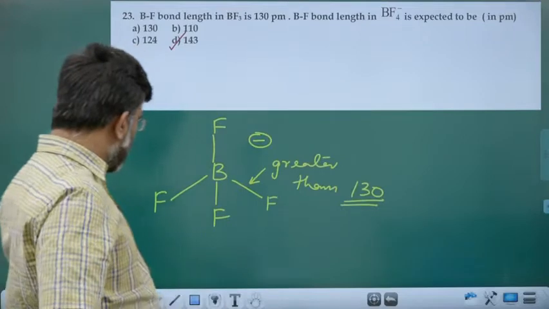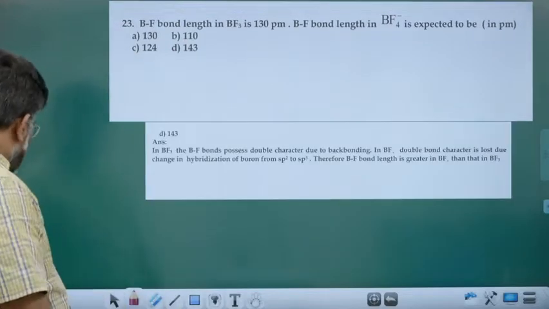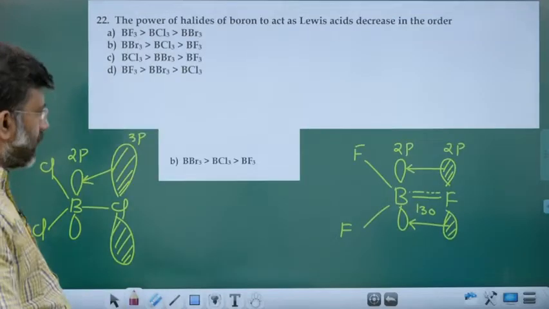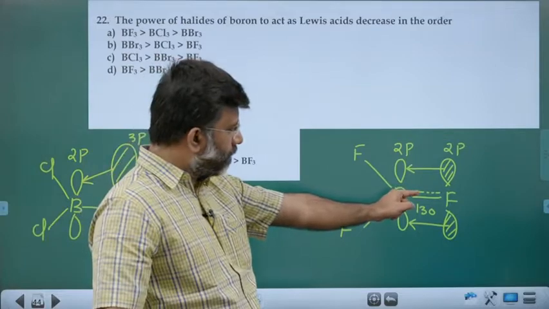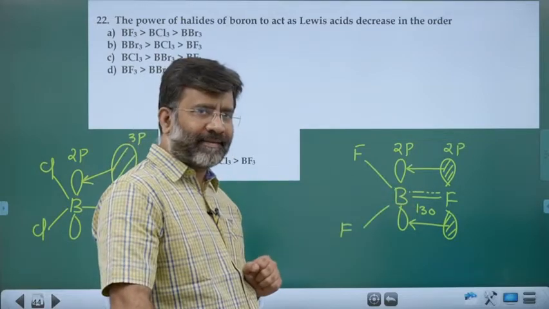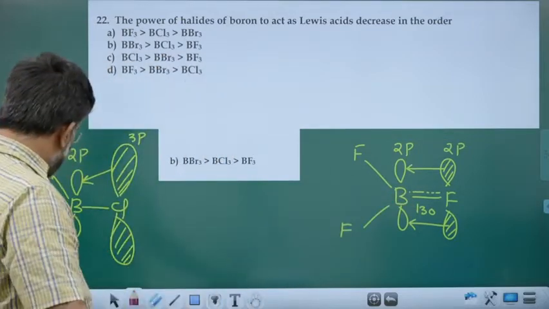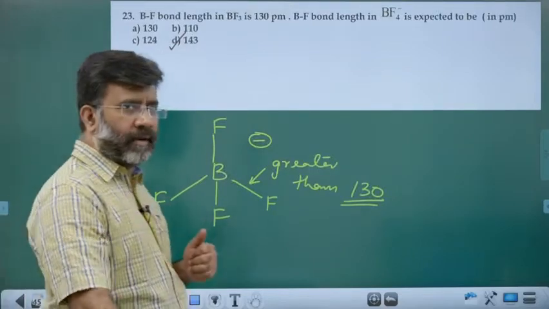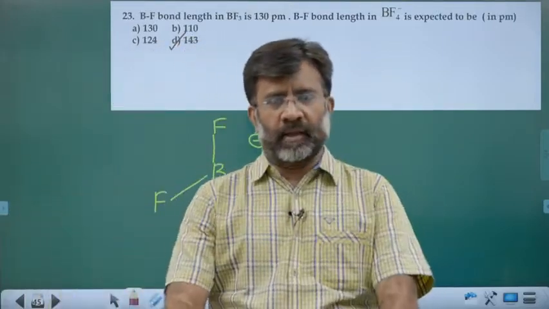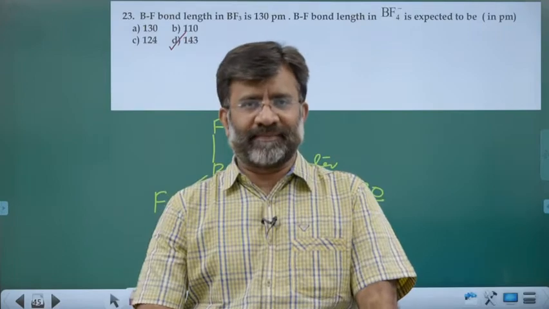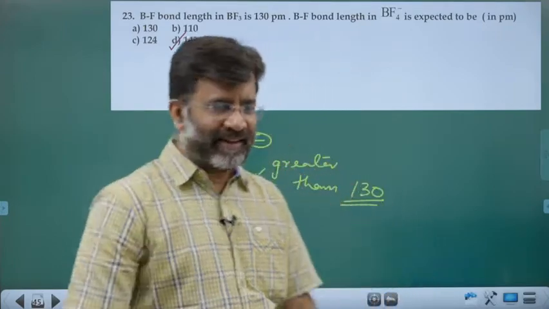Here you have back bonding. Due to back bonding, the bond length will be shorter. And now coming to BF4 minus, there is no back bonding. No need for back bonding because boron gets an octet. I think it is okay. Fine. Next question.